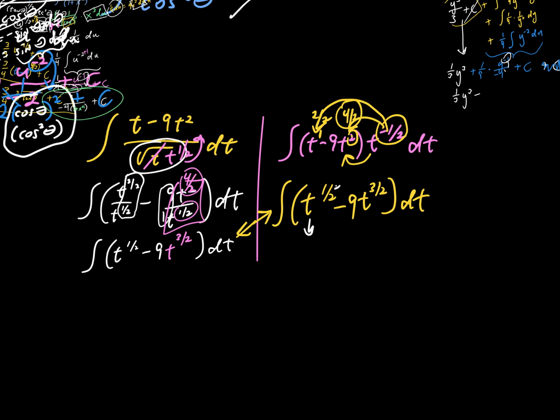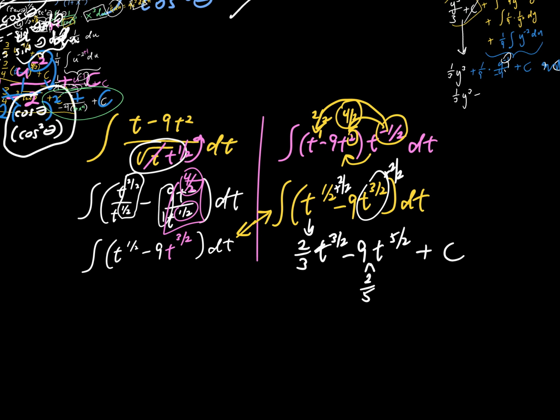This one, you are going to add 1 to the exponent. So it's going to be t to the 3/2 over 3/2, which is the same as multiplying by its reciprocal. Here's your -9. And then for this one, you add 1, which gives me a t to the 5/2. Oops, I should have made more room. And then in here, I have to multiply by its reciprocal 2/5 plus c.